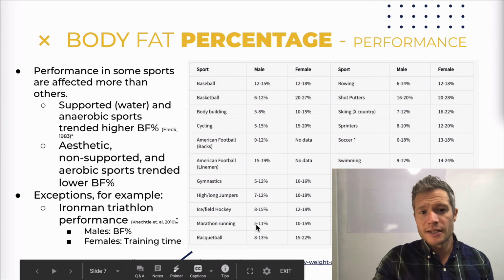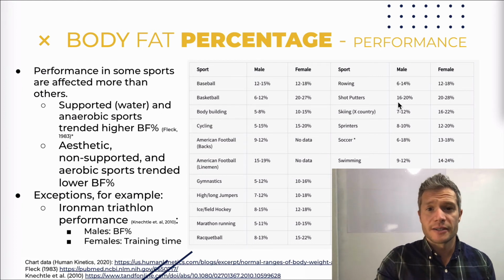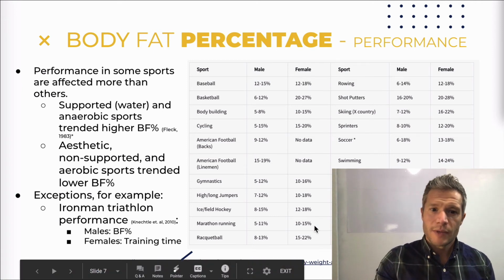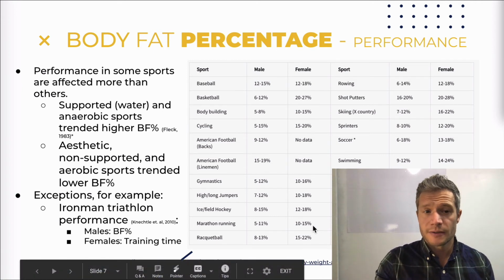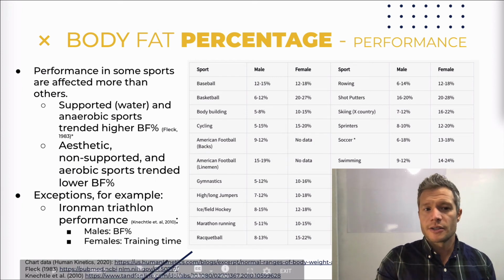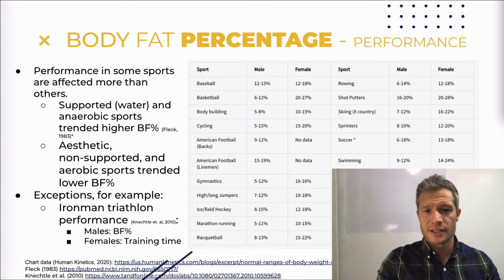So for men, you've got a range of about 5 to 11% in marathon. Men in shot put, 16 to 20%. Okay, so quite a big difference between those two sports. And looking at elites, shot putters for women, 20 to 28. Marathon for women, 10 to 15. Okay. And that trended with aesthetic and non-supported aerobic-based sports. The higher the performance of these performers, the better.